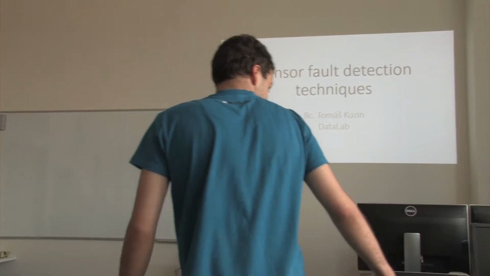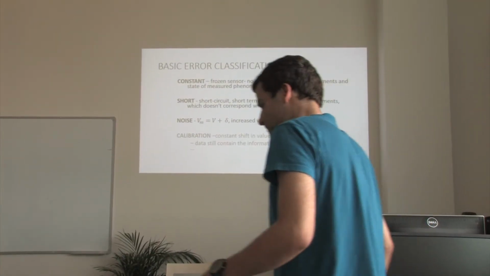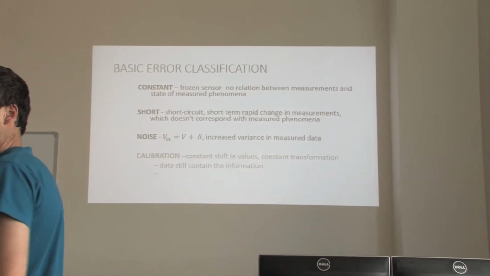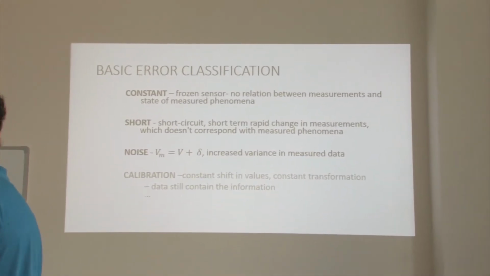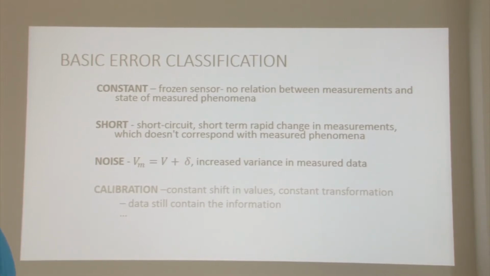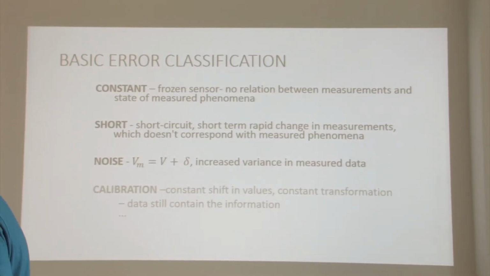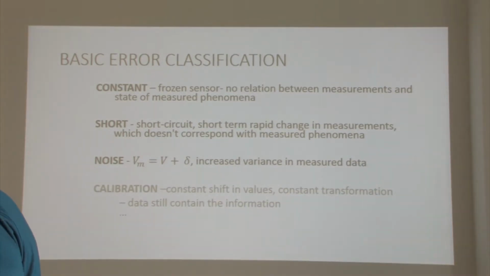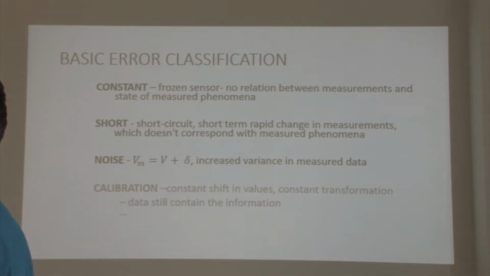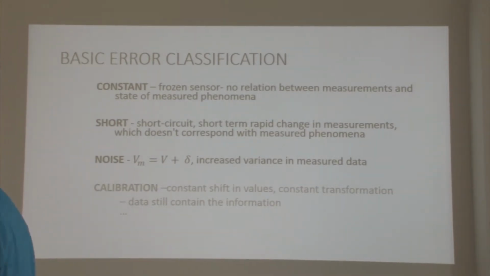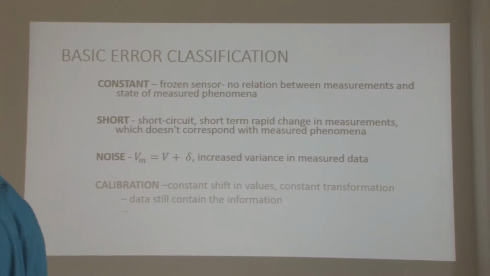So first, I looked at the most often and good modelable errors, which are when you have sensors. So first is that the sensor gives a constant value, which means that it's probably frozen for a while, and important is that the value has no relation between the state of observed physical phenomena and the measured value it returns.